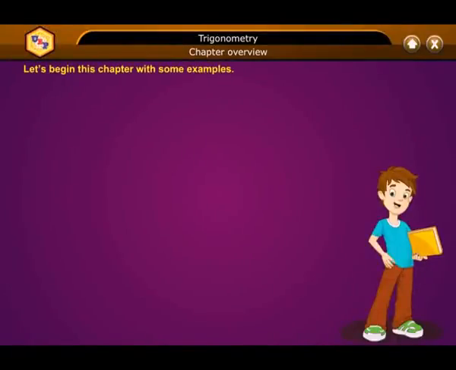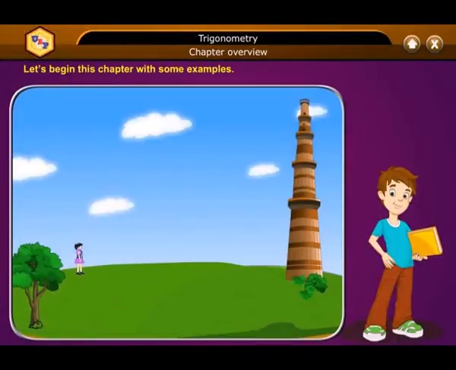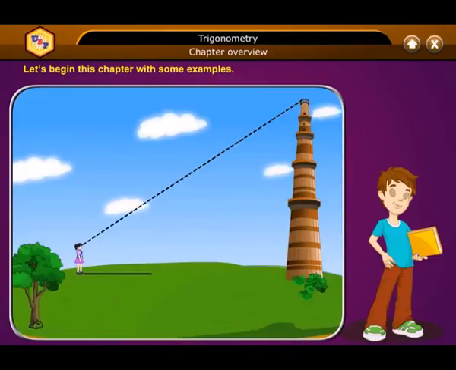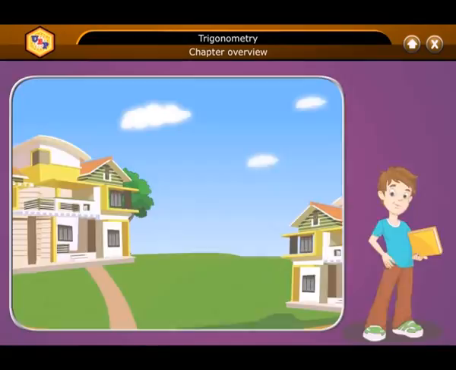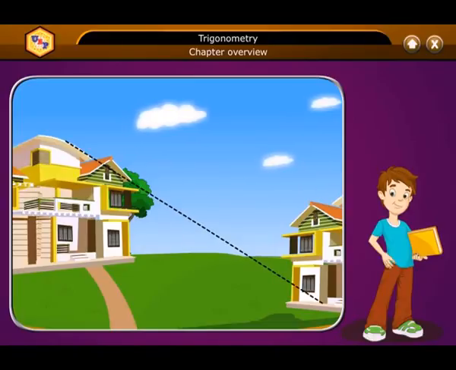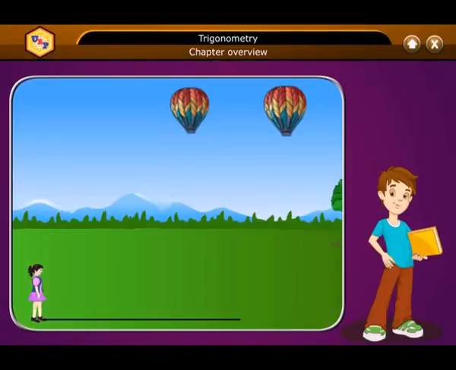Let's begin this chapter with some examples. We need to find the height of the tower. We need to find the width of the river. We need to find the altitude of B from the ground.